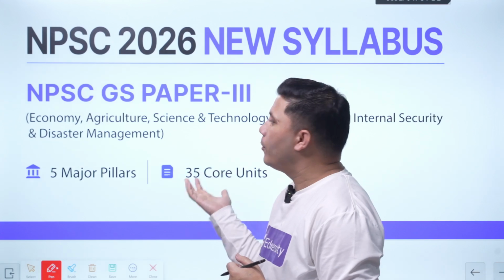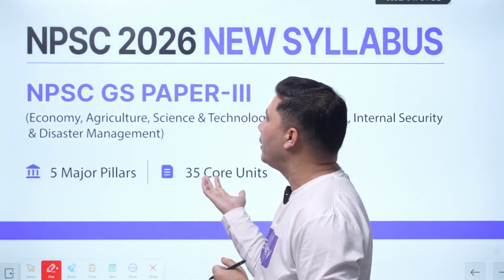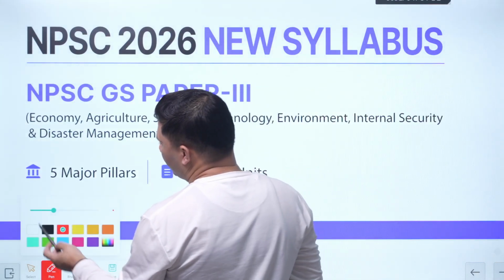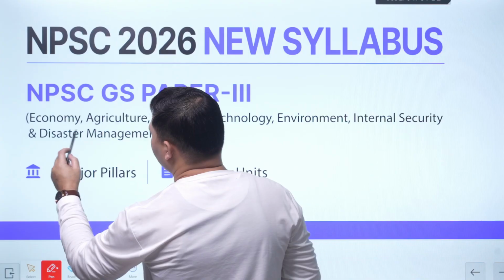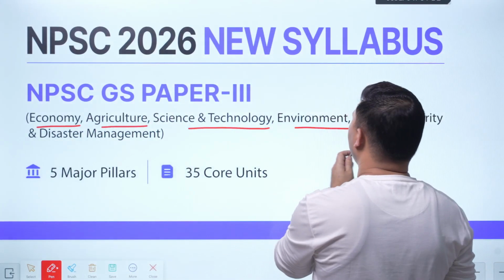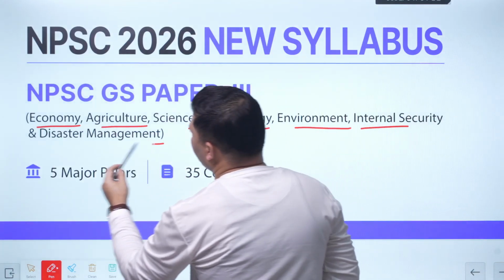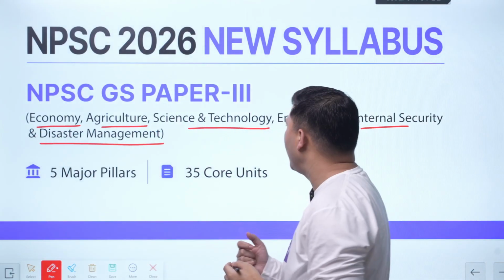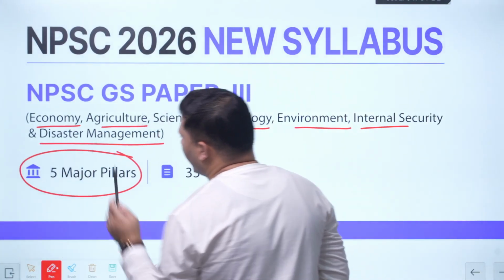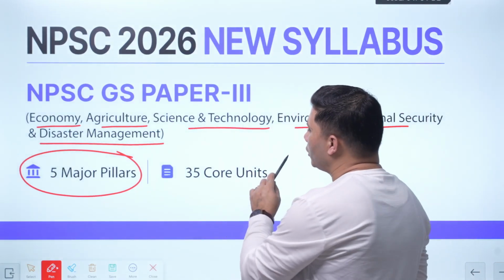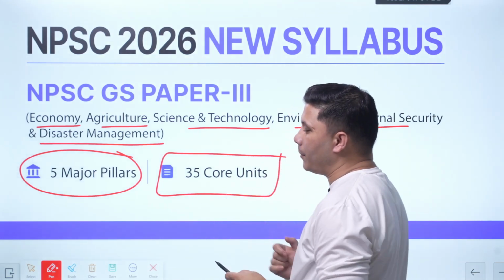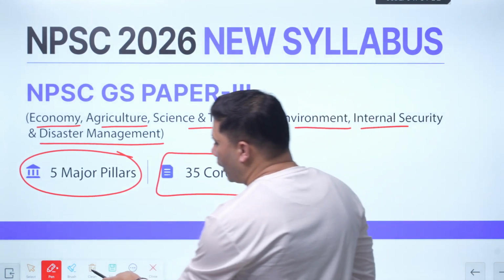As you have already seen the syllabus, the NPSC GS Paper-III again is very similar to the UPSC GS Paper-III. So NPSC GS Paper-III will have five major subjects: economy, agriculture, science and technology, environment, internal security, and disaster management. In these 5 to 6 major subjects, you will have to study almost around 35 core units in this NPSC GS Paper-III. Let us see those 35 core units.